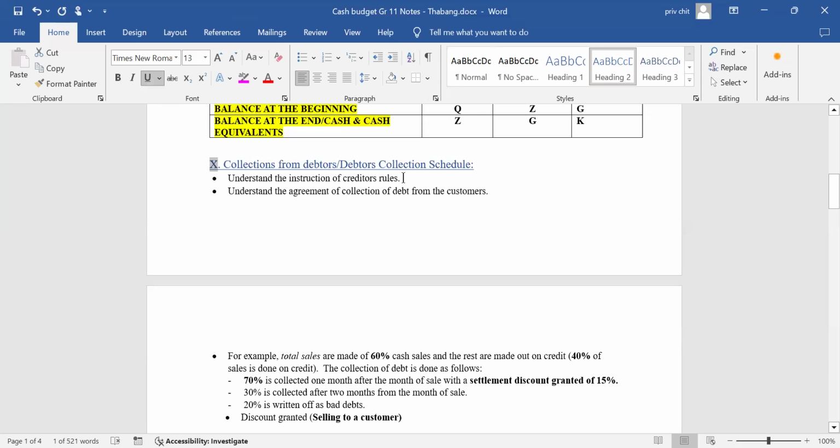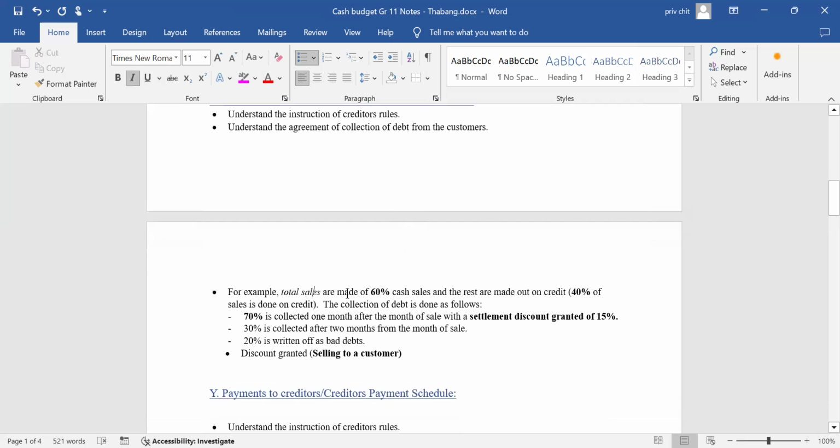credit rules. In other words, they will tell you in the question, okay, of the total sales, maybe 50% of those sales were made on cash. So what does that imply about the credit sales, which were done, of course, to the debtors of the company? It means it will be collected at a later date in future. So we want to understand how those payments are going to be collected from the debtors. That's what I mean when I say understand the agreement of collection of debt from the customers.